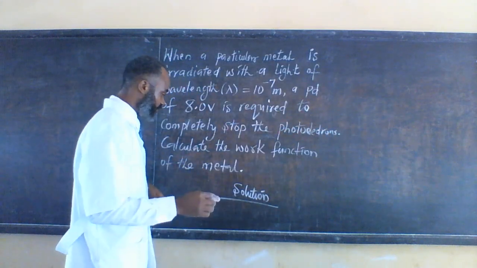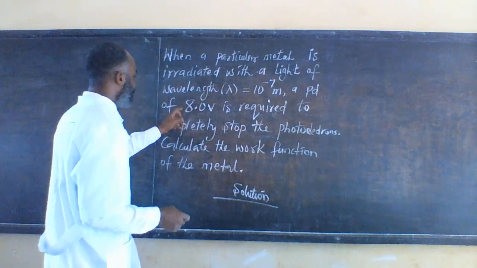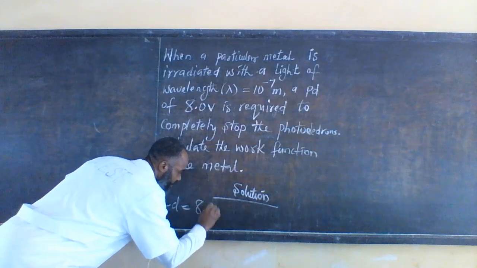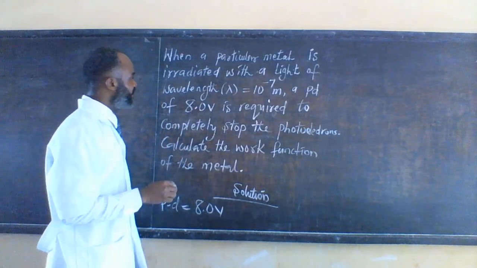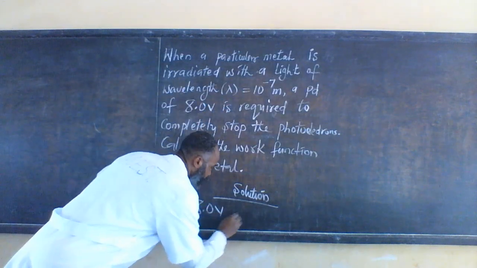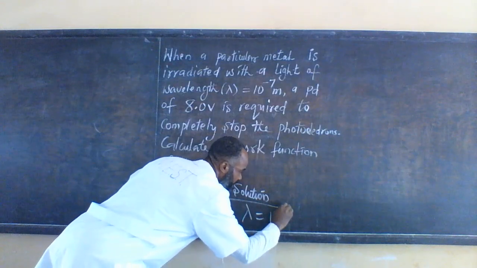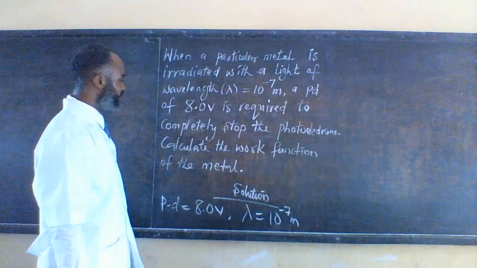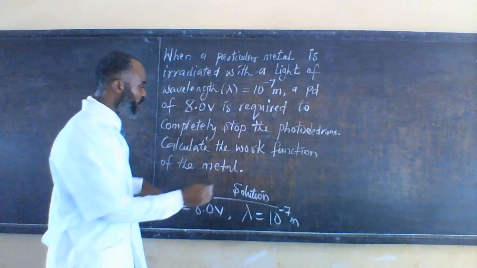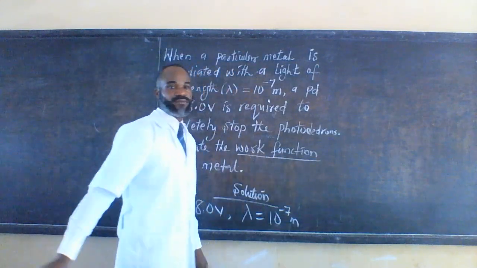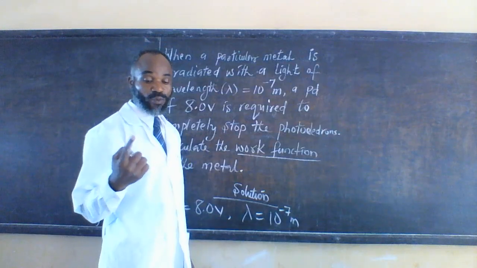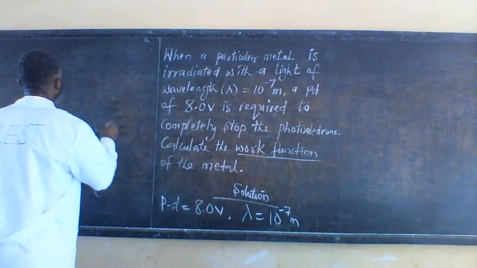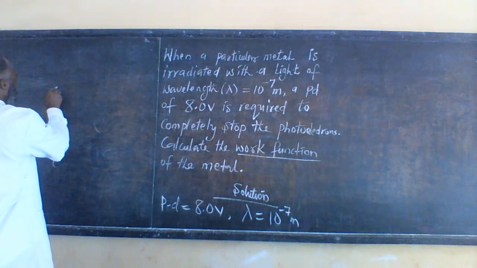Let's just do an illustration here. Let's see, PD, potential difference PD is given as 8.0 volts. That's the first thing. Okay, wavelength is given as 10 raised to the power minus 7 meters. All right. And what next? We have to calculate the work function. That's it. We need to calculate the work function. And for us to do that, we first of all need to understand what actually happens here.